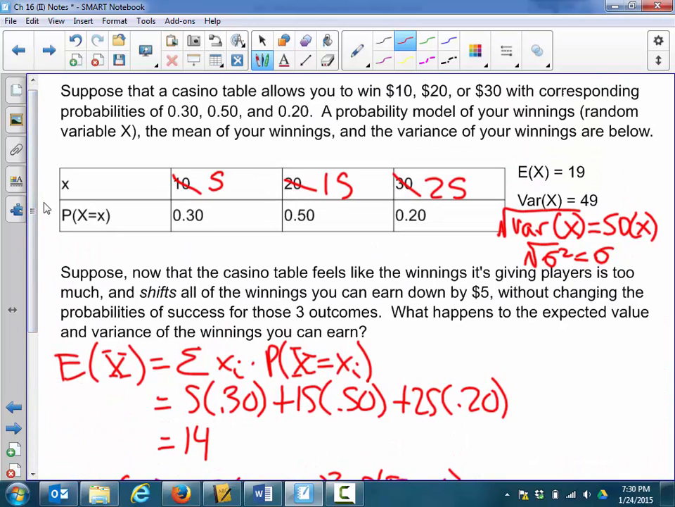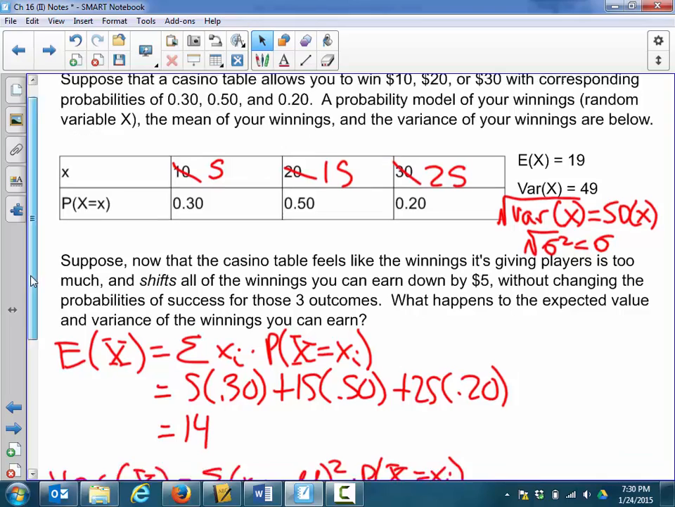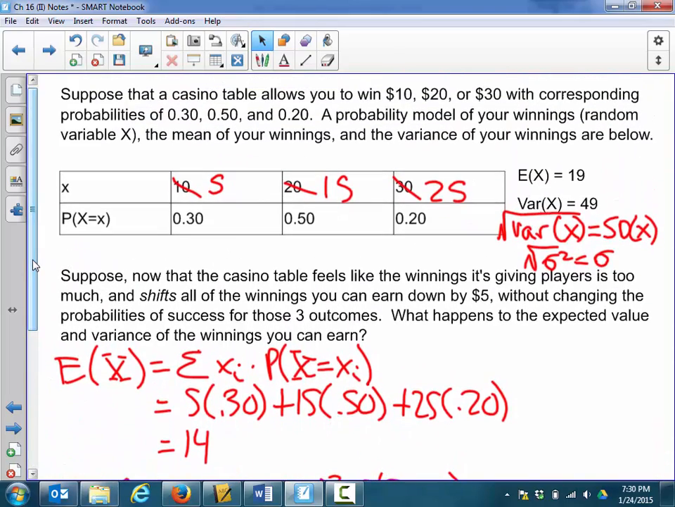So sure enough, the variance for the payouts at this table when they were $10, $20, and $30 was 49. Shifting the values by the same amount does not change the variance. That should make intuitive sense if you recall that variance and standard deviation both are just measures of how spread apart the data is from the center.